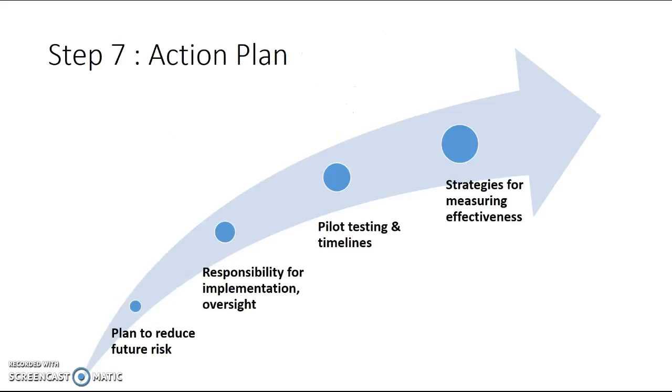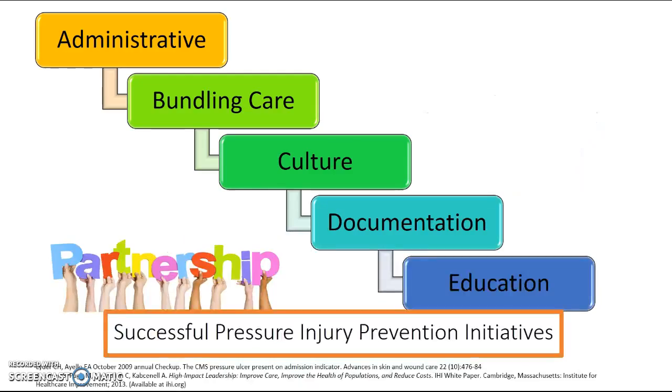And step 7 is really implementing the action plan. Making sure that you're going to reduce risk. How are you going to measure it? Who's going to be responsible? Who's going to have oversight? How are you going to do your pilot testing, your PDSA cycles? What is your timeline so you stay on track? All those are important factors to consider. And last, you really want to assign accountability to your strategy.